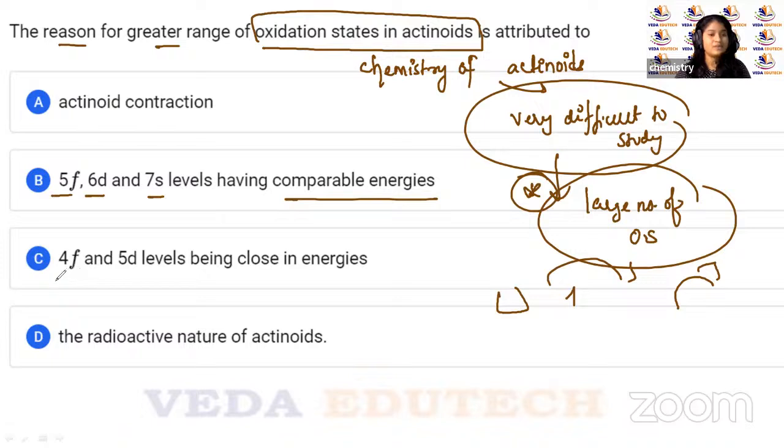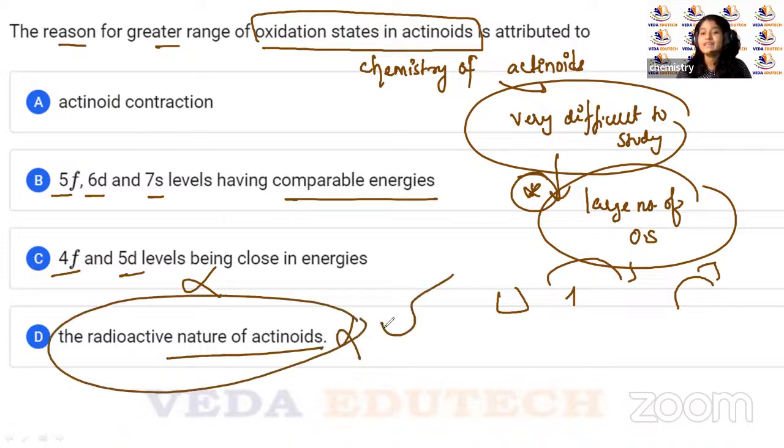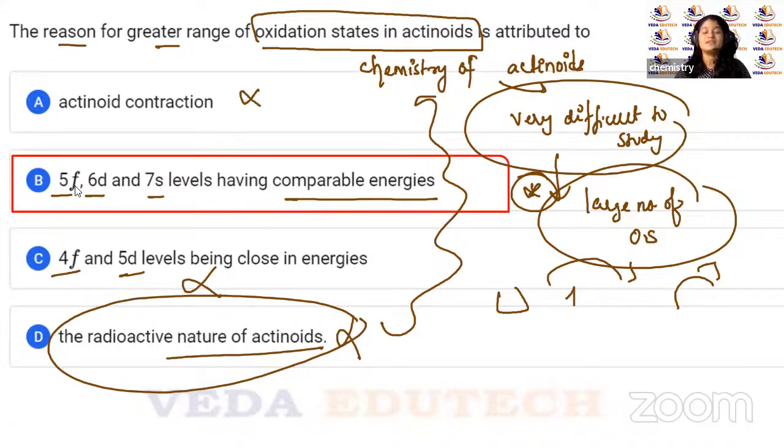So here it's given only 4f and 5d. So no, this is not that one. The radioactive nature, no, not this one. Radioactive nature is one of the reasons why the chemistry of actinoids is very difficult to study, right? Actinoid contraction, no. So the only probable reason that you can see here is 5f, 6d and 7s. So that is going to be your answer.